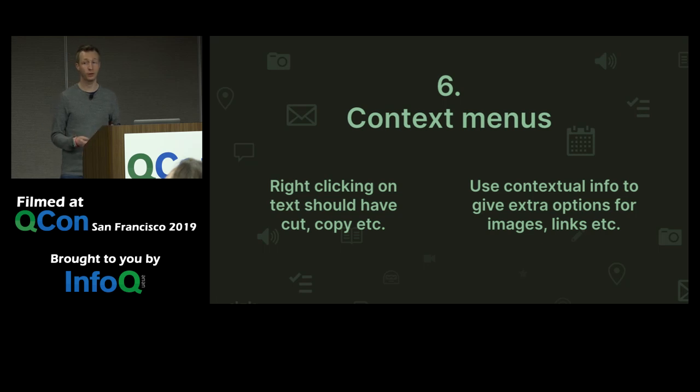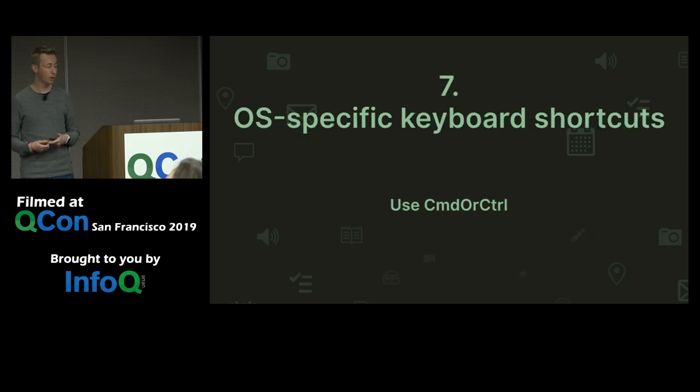Number six, provide context menus where they make sense. So right-clicking on text should have cut, copy, paste, etc. And use the contextual information you get for a context menu to give extra options for things like images and links. Number seven, provide operating system specific keyboard shortcuts. And the easiest way to do that is to use CommandOrControl.